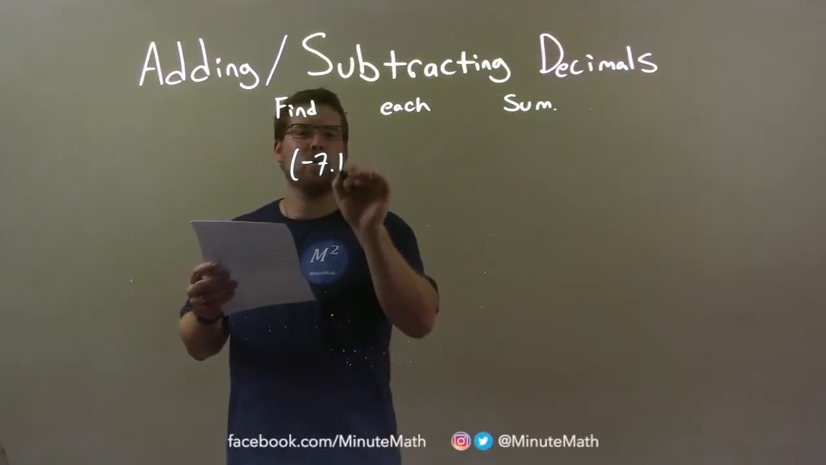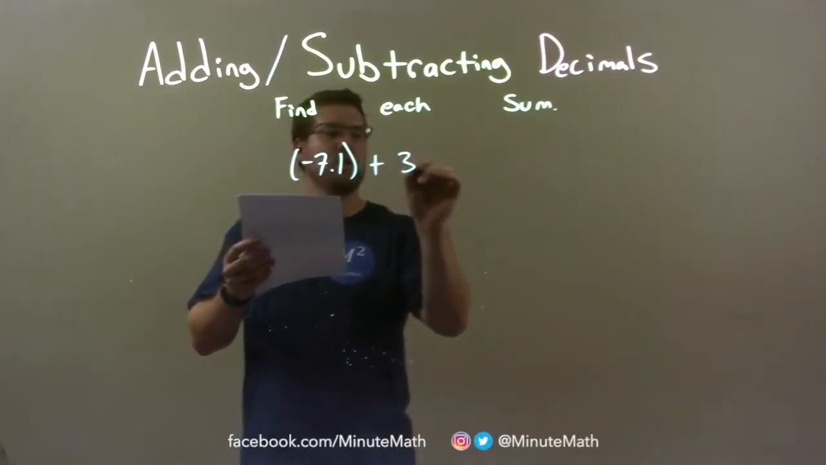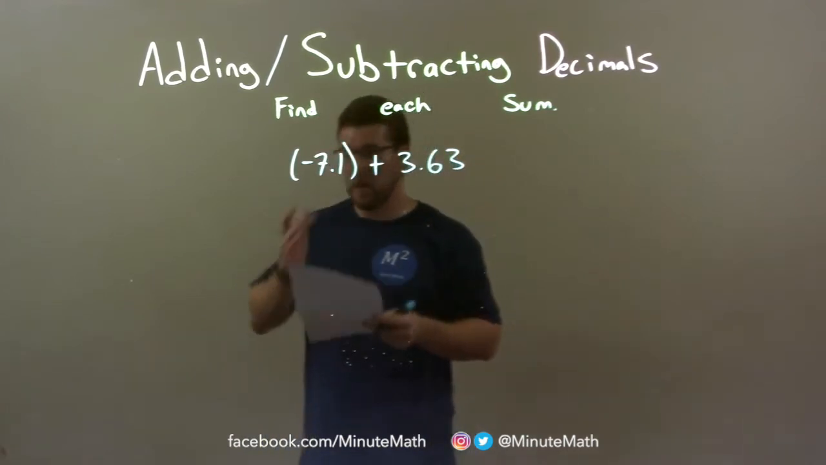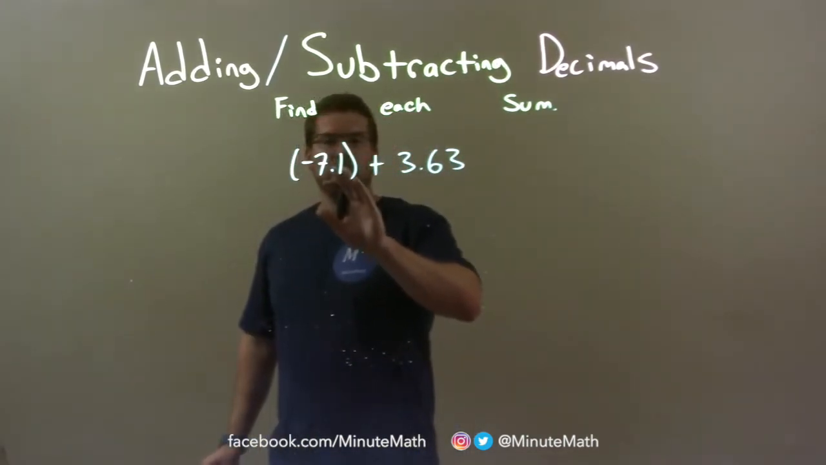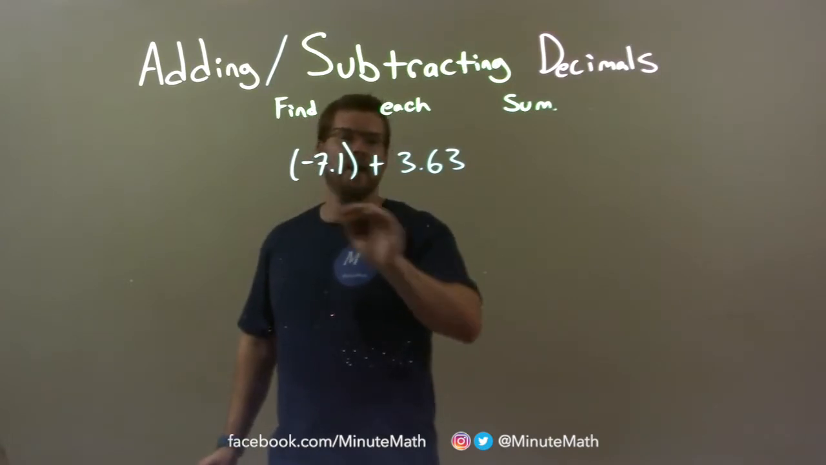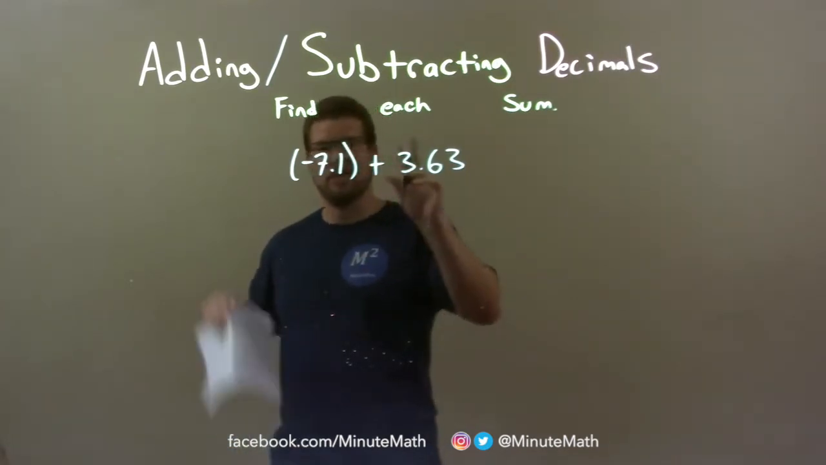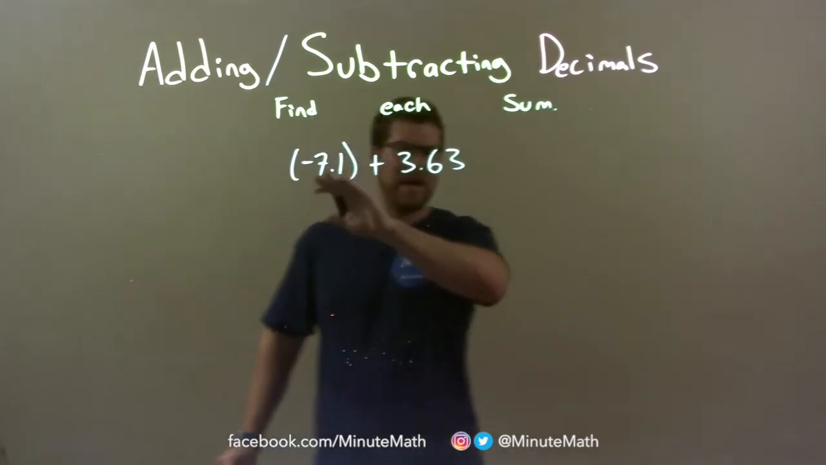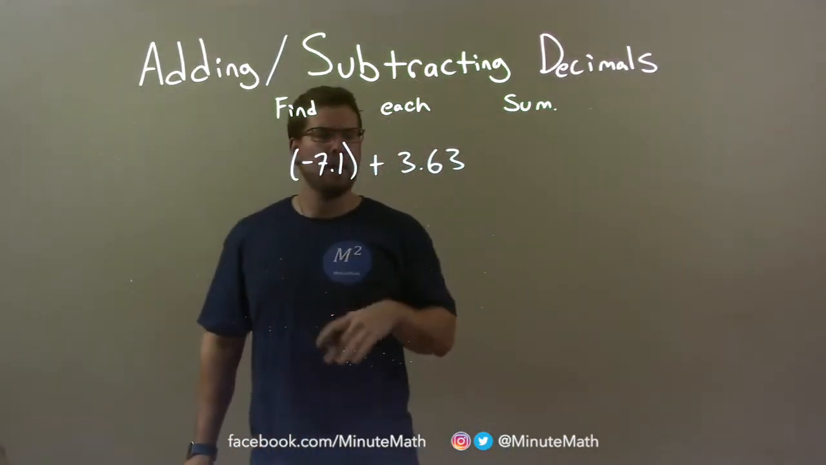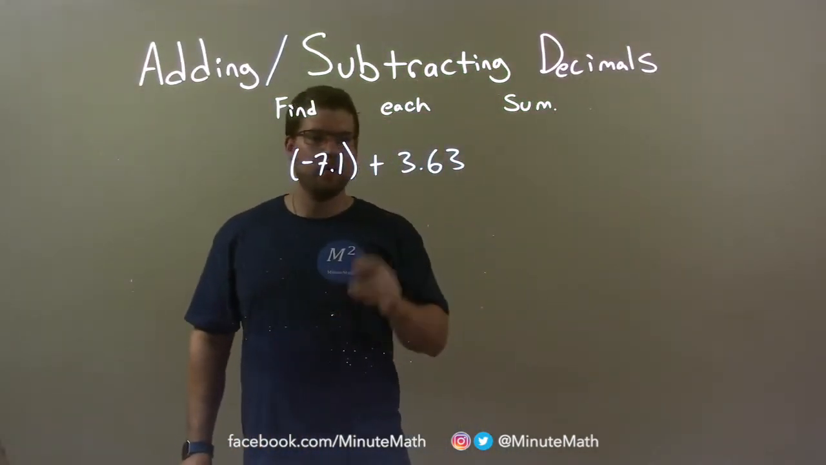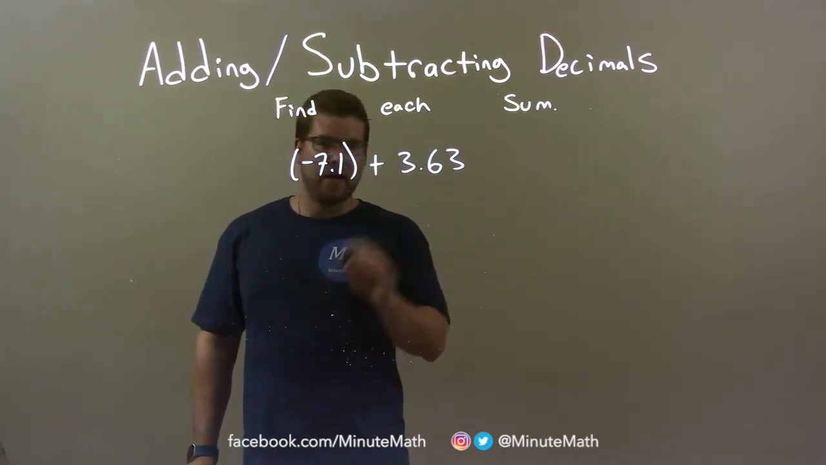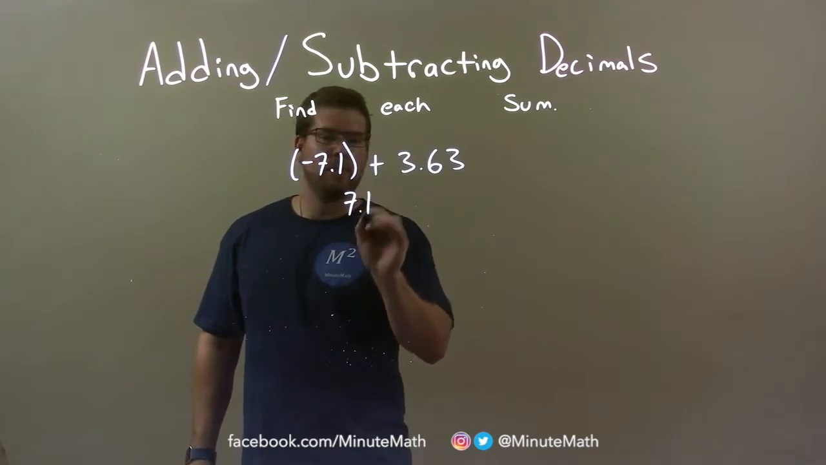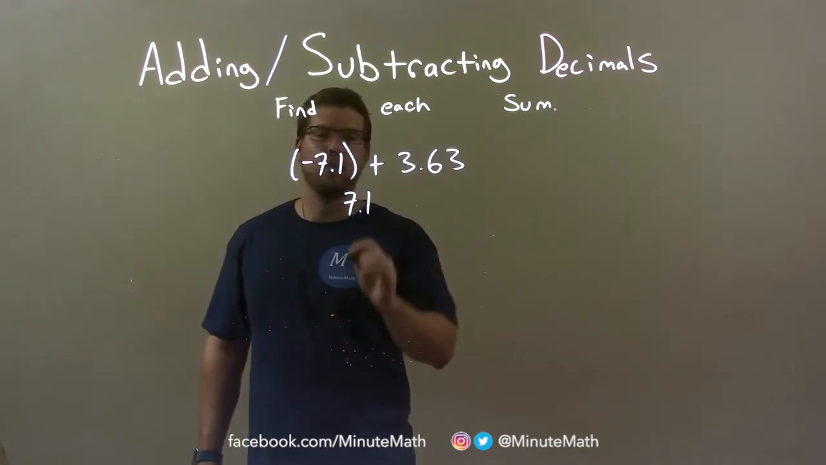Negative 7.1 plus 3.63. All right. So where do I go from here? Well, this number, 7.1, the negative, is more negative than 3.63 is positive. So this is larger if we had absolute value over it. So what I'm going to do is find the difference between these two and know that my final answer has to be negative. So I take the larger after the absolute value, 7.1, and I'm going to subtract 3.63 from it.